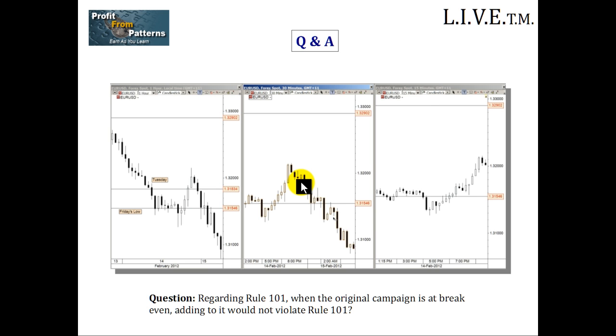Well, if the market turns down and doesn't stop you out of your original position, all sweet. But what happens if the market does turn down and then reverses straight back up again and stops you at a break even on your first one and a 1R loss on the second one? You've actually turned a winning campaign or a break even one into a losing one. So yes, that would be violating Rule 101.